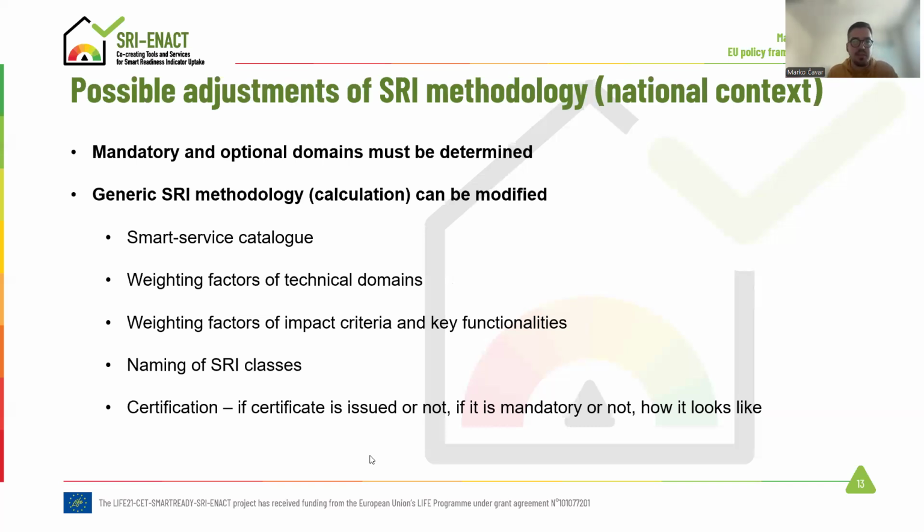That's the right of each member state in terms of changing the weighting factors for the technical domains, for the functionalities, and so on. In terms of naming the SRI classes, some countries have from A to G, where, for instance, France has from A+++ to D. There is also a matter of certification, if the certificate will be issued and if it is mandatory or not, how it will look like. So that's all a matter of this national context and the adaptation.